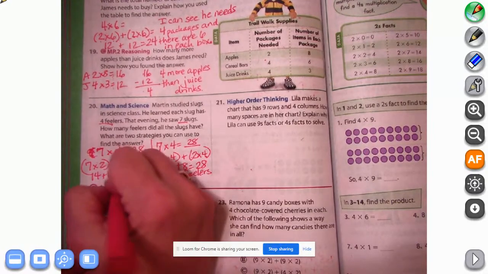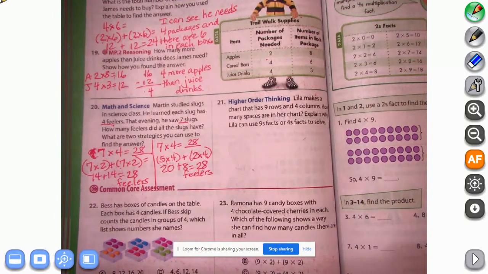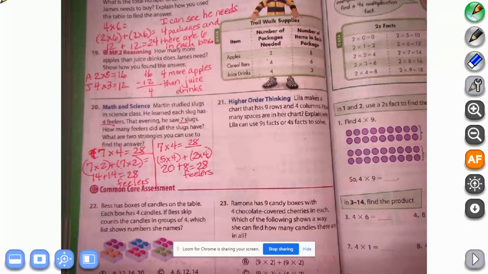Oh, I probably should do that there too. Got to label them. All right, guys, you're going to need to push pause so that you can get that all written down, okay? So ready to pause in 1, 2, 3.